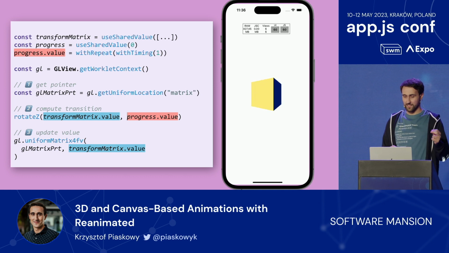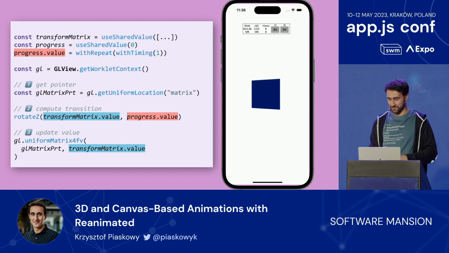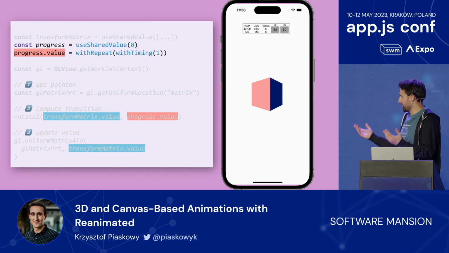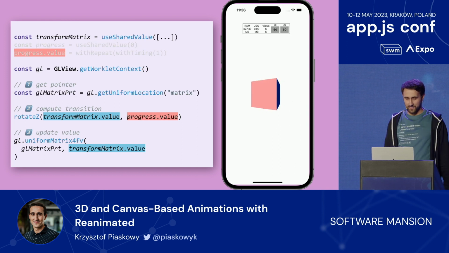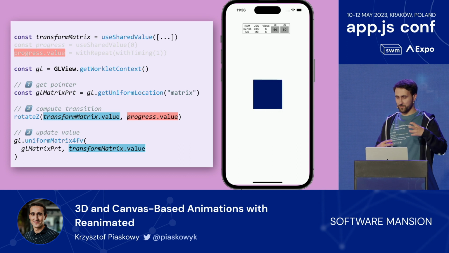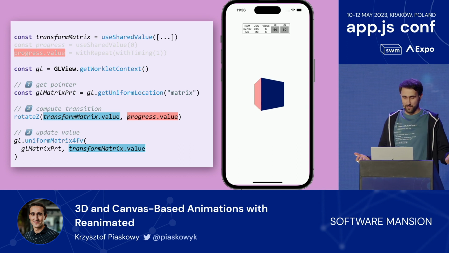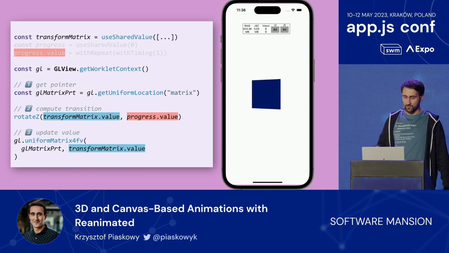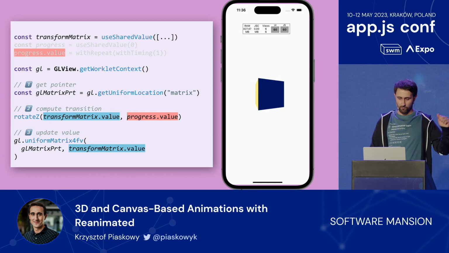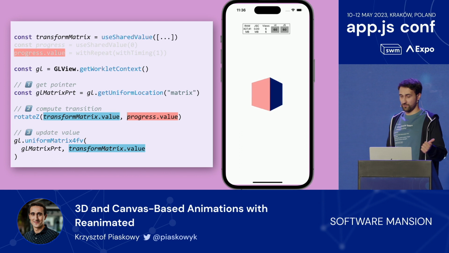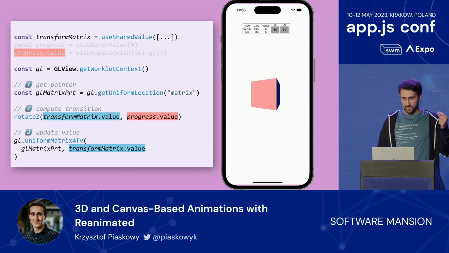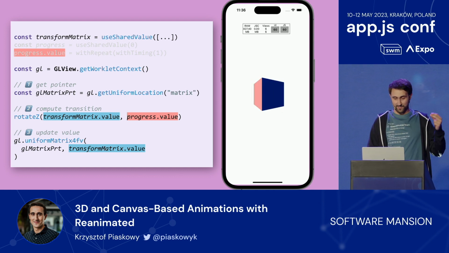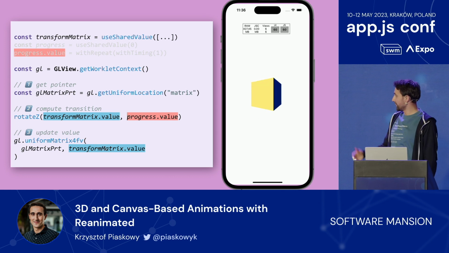To run the animation, we need just 2 steps this time. First, we need to create a shared value and just start the animation. Simple. Then we need to update the matrix parameter in every frame of the animation. The matrix represents the projection matrix of the cube. To update the shader parameter, we need to, 1, get the pointer to the shader input parameter. 2, calculate the new projection matrix. And 3, update the value inside the pointer.